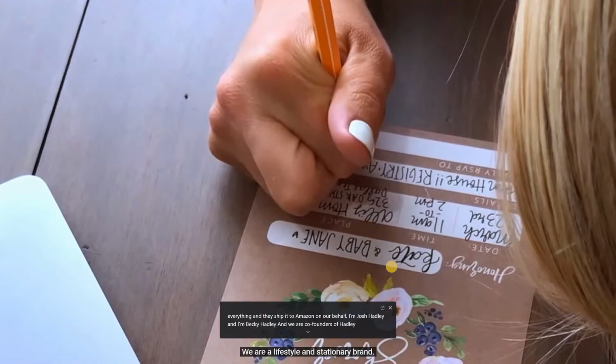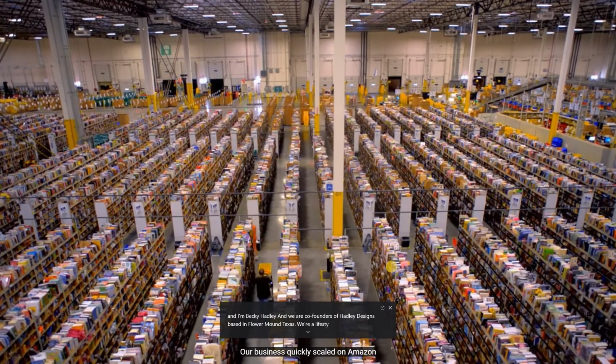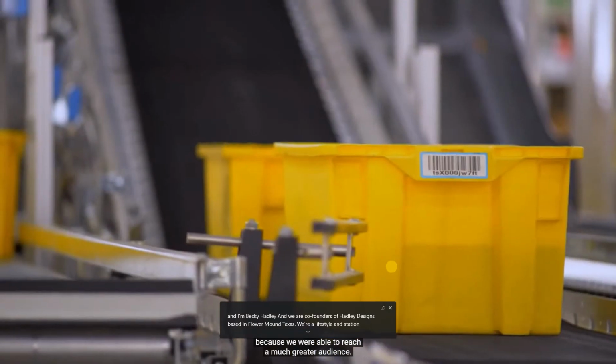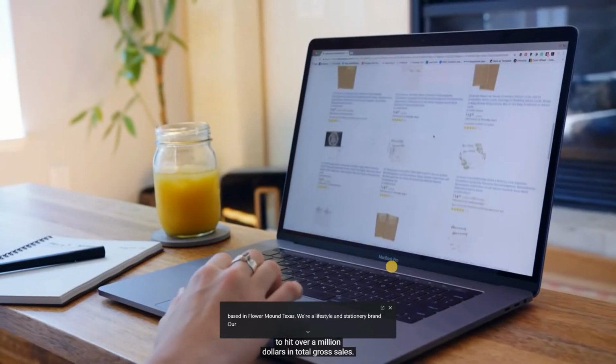I'm Josh Hadley. And I'm Becca Hadley. And we are co-founders of Hadley Designs based in Flower Mound, Texas. We're a lifestyle and stationery brand. Our business quickly scaled on Amazon because we were able to reach a much greater audience. This year, we're already on target to hit over $1 million in total gross sales.